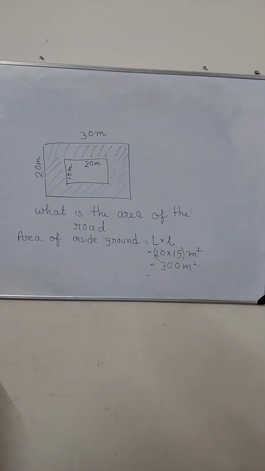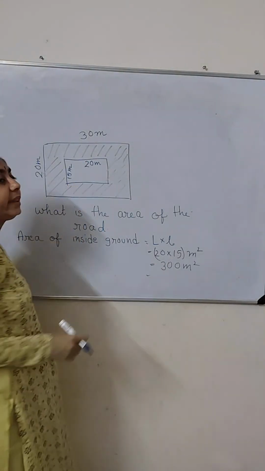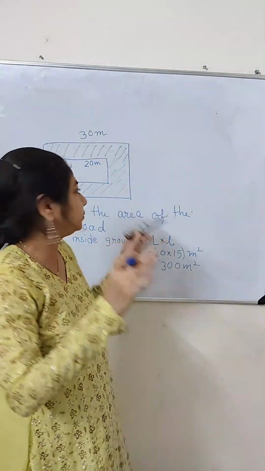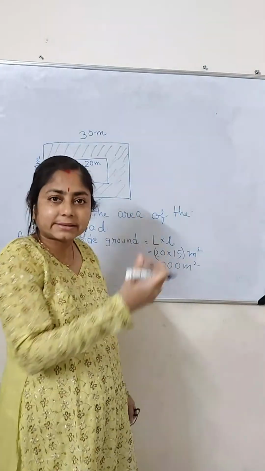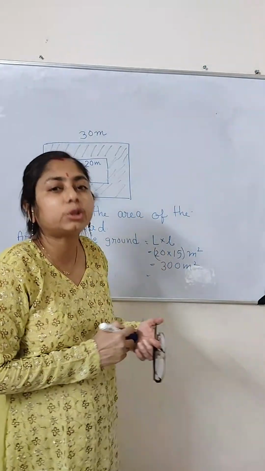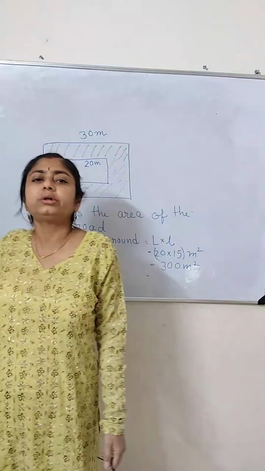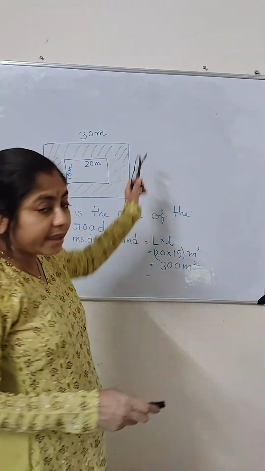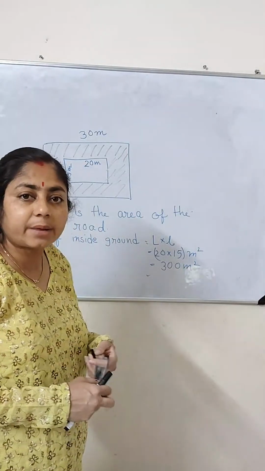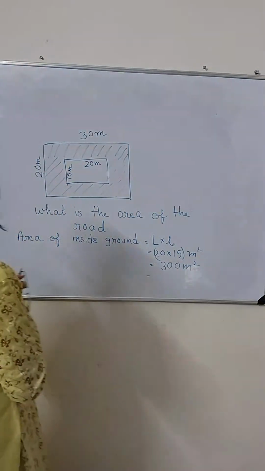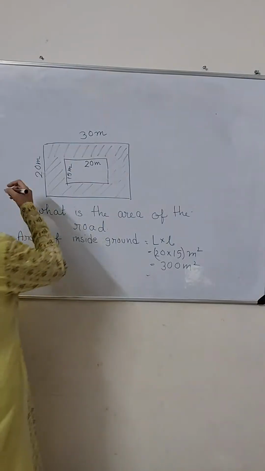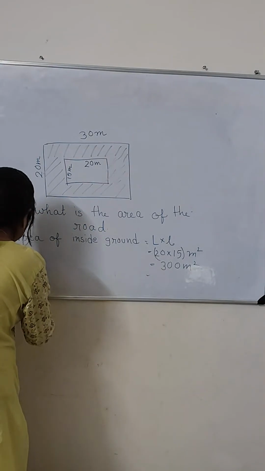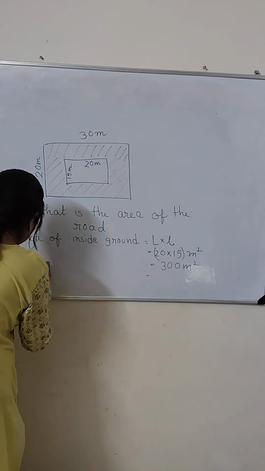Okay, so find out that area. Next, the question says in the ground there is a road. So in the next statement, what are you writing? With road, the area of the ground. In that case, you find out the big rectangle shape area. Okay. With road.